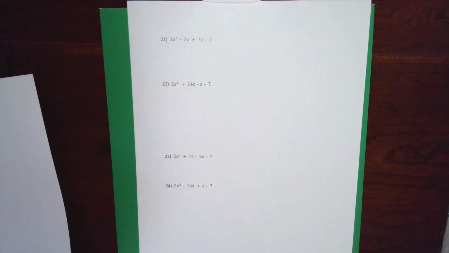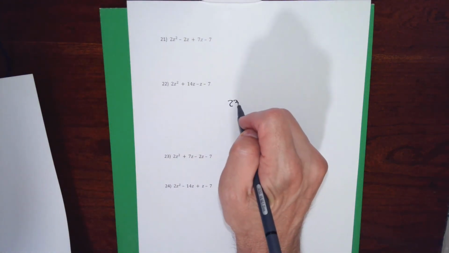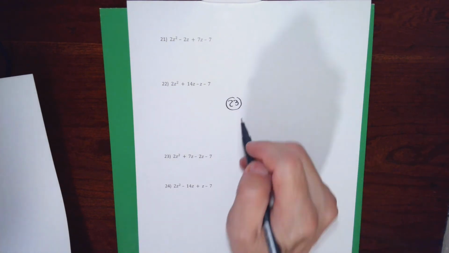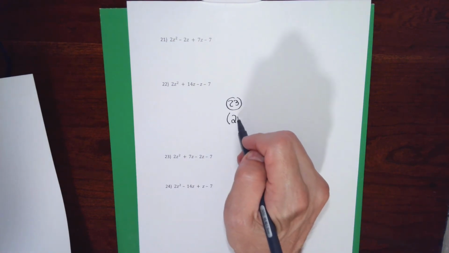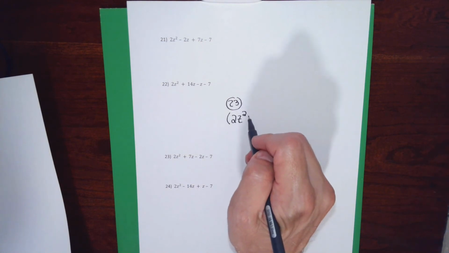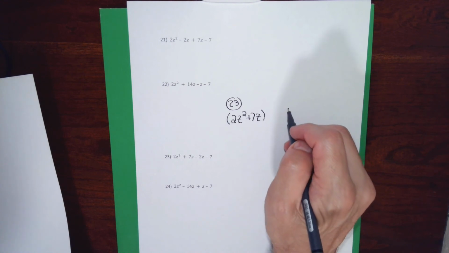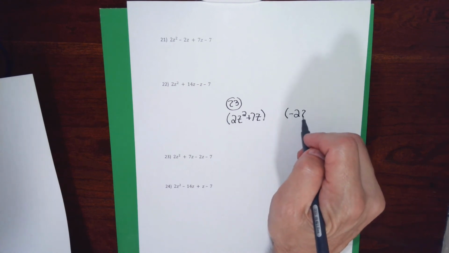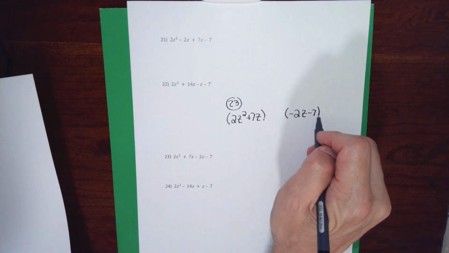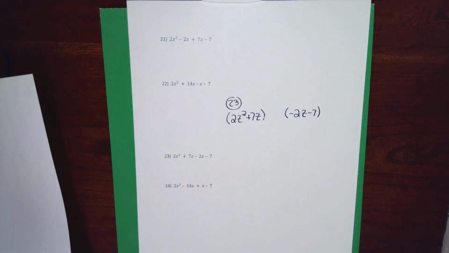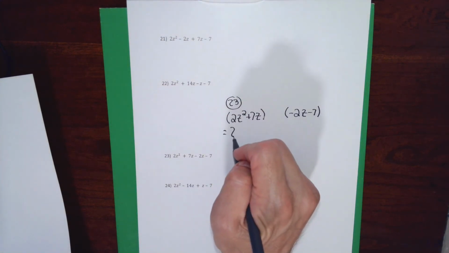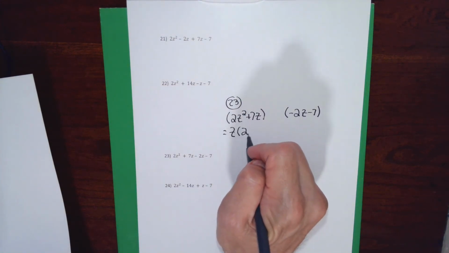Let's do 23 together. So in 23, I'm using grouping because the problem has 4 terms. If the problem didn't have 4 terms, or I couldn't change it to have 4 terms, then I wouldn't use grouping. Put the negative inside the second parentheses. First parentheses, I factor out a z. I'm left with a 2z plus 7.